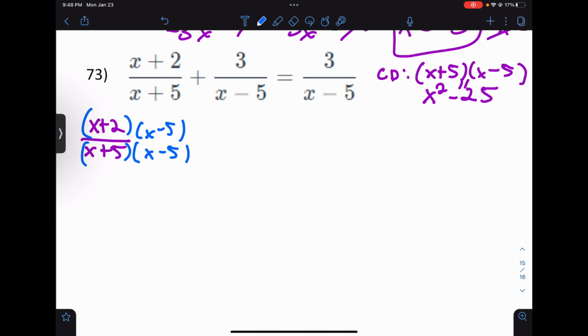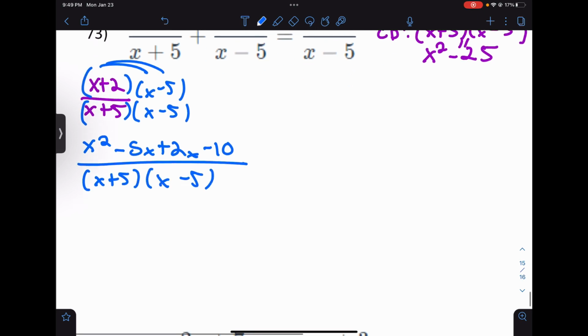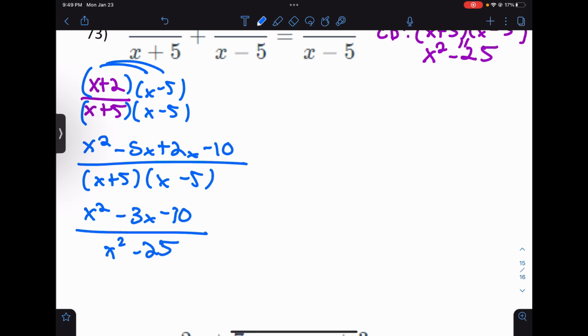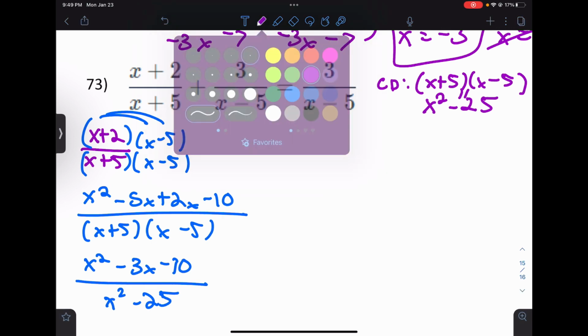However, the numerator, you have to multiply out. And in this case, we're multiplying two binomials, which means we get to FOIL. So we get x squared minus 5x plus 2x minus 10, all over our common denominator of x plus 5, x minus 5. And we could go a step further and just combine our like terms here: x squared minus 3x minus 10. And I'm going to be lazy and write out the multiplied out version of this, which is x squared minus 25.